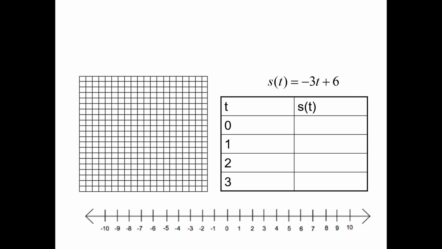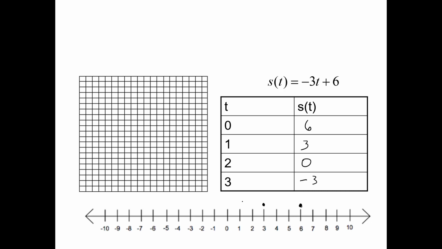So at 0, we get 6. At 1, we get 3. At 2, we get 0. And at 3, we get negative 3. So when this thing started, my ant was 6 units to the right of 0. That was its position. 1 second later, it was 3 units to the right of 0.